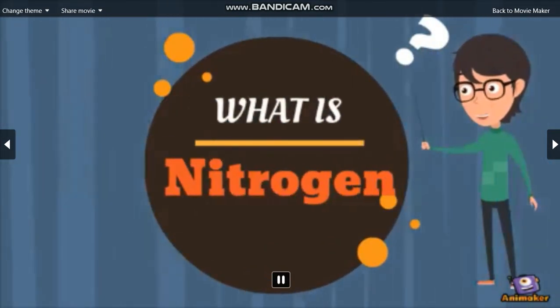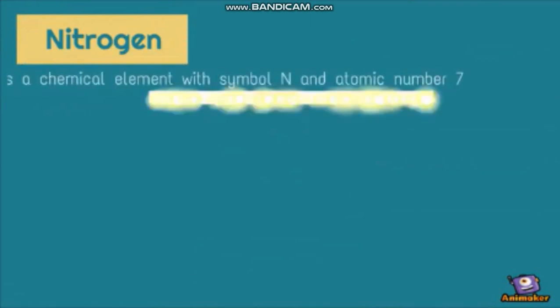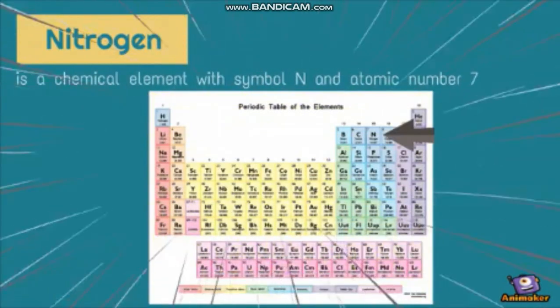Hello everyone, today we are going to talk about what is nitrogen. Okay, so nitrogen is a chemical element with symbol N and atomic number 7.